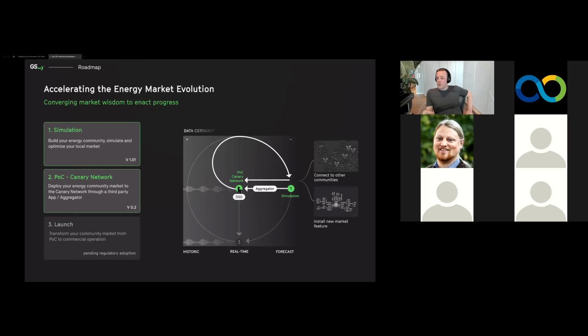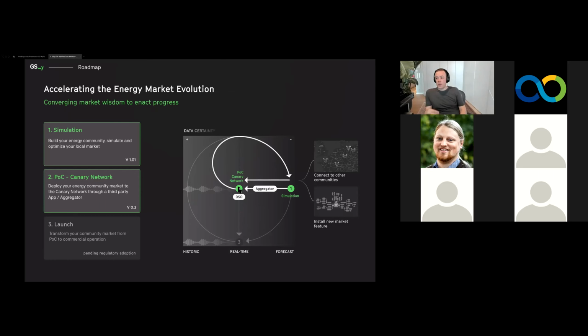And also communities might have the idea, we would like to connect neighbor communities, because there might be a community that has overcapacity. There is another community of multi-party houses. They don't have any capacity at all. If they could trade with each other, there would be a very interesting economic benefit.